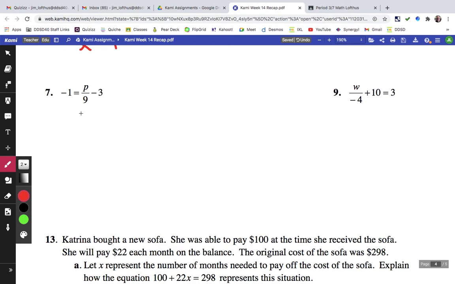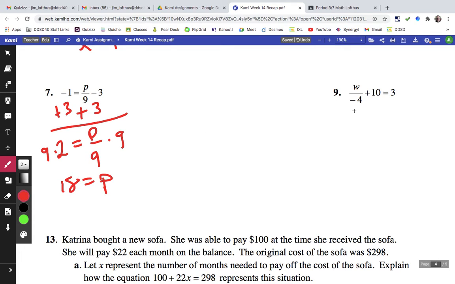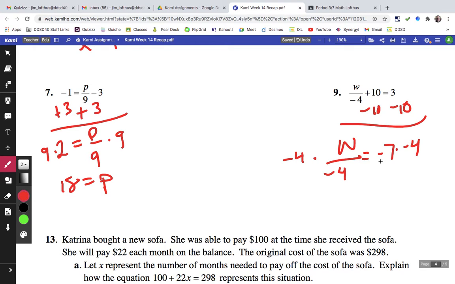Let's add 3. We get 2 is equal to some unknown number divided by 9. So we multiply by 9 and get 18. We're going to subtract 10. So a number divided by -4 is equal to -7. So then let's multiply by -4. -7 times -4 is positive 28.